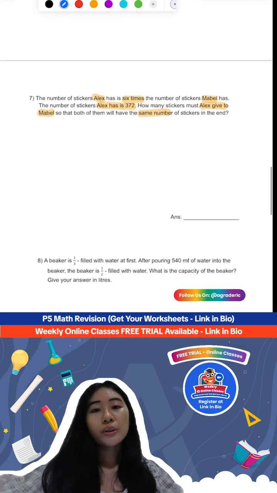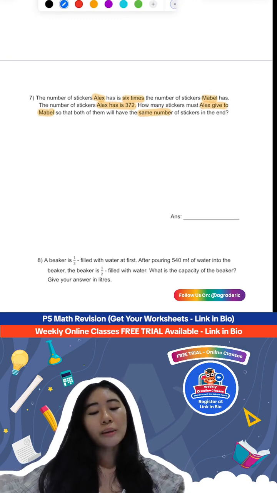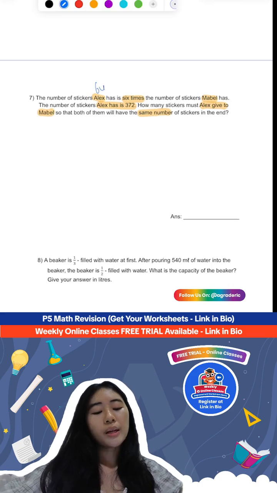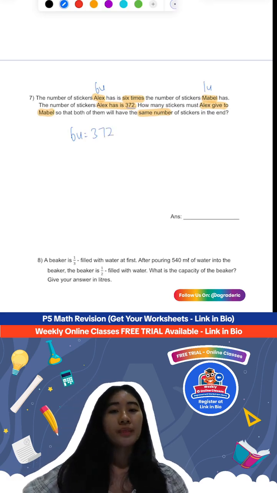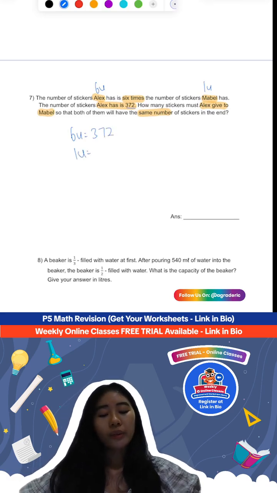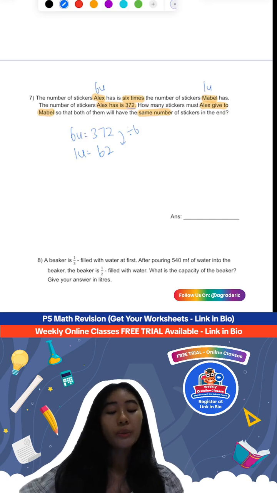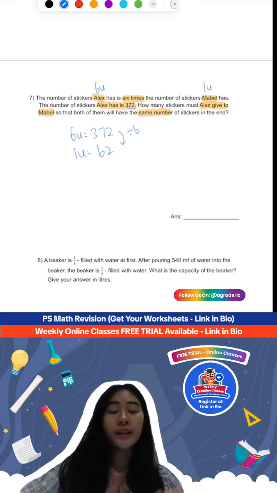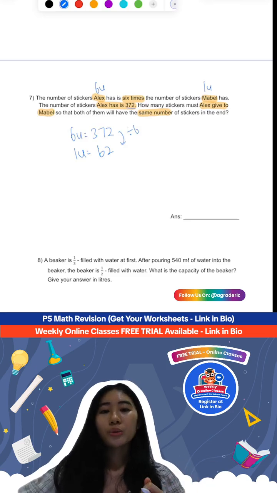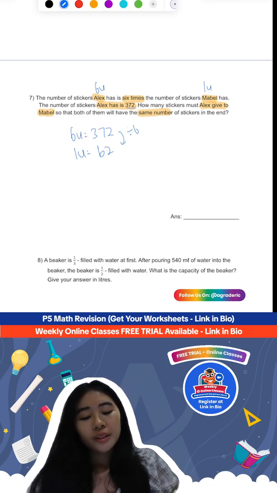I will use units for this question, okay? So if Alex is 6 times, Alex would be 6 units. Mabel would be 1 unit. So Alex is 6 units, and you know that Alex is 372. After that, of course, you can find 1 unit by dividing by 6. 1 unit is 62. So Mabel is 62. For this type of question, you want to find the difference between these two persons and then just take the difference, divide by 2.